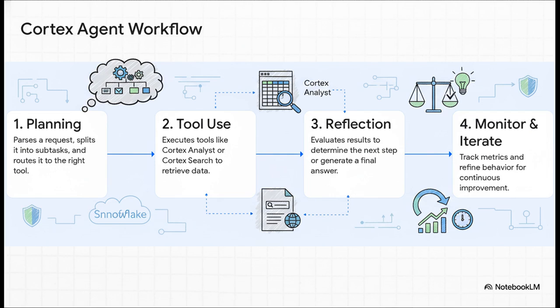First, it gets your request and it makes a plan, breaking it down into smaller subtasks. Then, it actually uses the tools we just talked about. Maybe it calls Cortex Analyst to query a table, then Cortex Search to look through some documents. And this next step, reflection, is absolutely key. It looks at the results it got back and decides, okay, do I have enough to answer the question, or do I need to do something else?